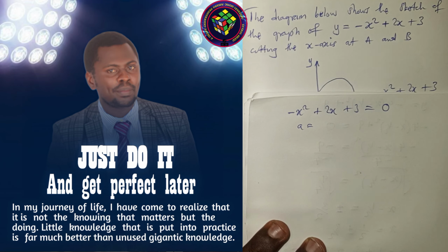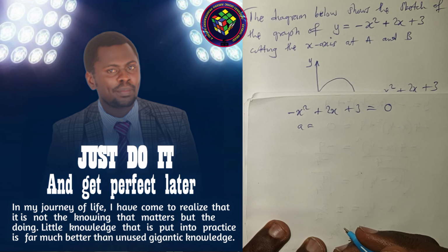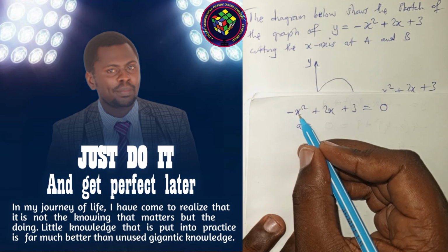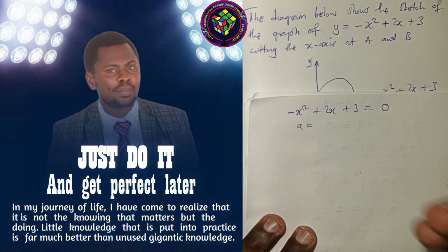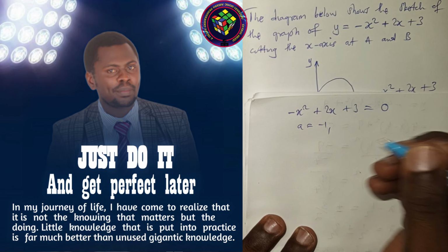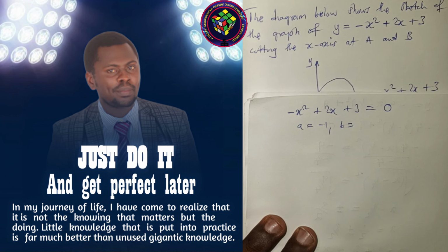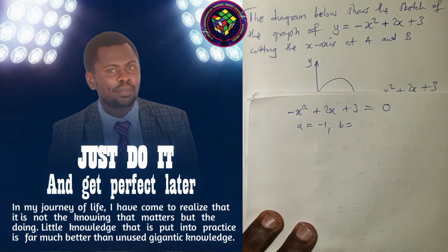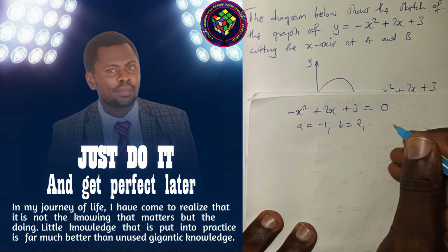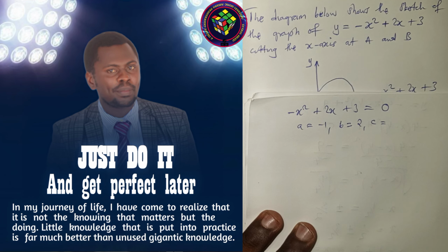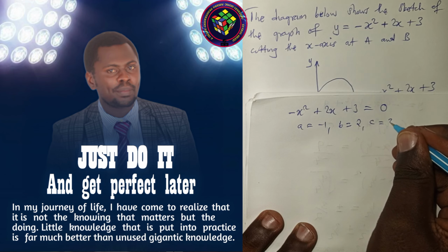A is the coefficient of x squared, and we can see that x squared there, the coefficient is minus 1. Okay, then b is the coefficient of x, and we can see that the coefficient of x there is 2. Then c is the term independent of x, and the term independent of x there is 3.